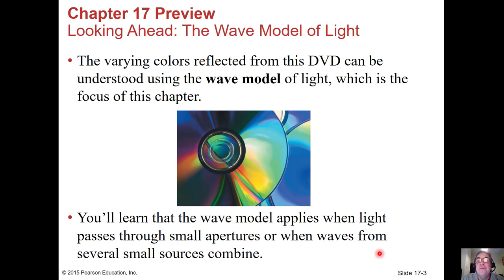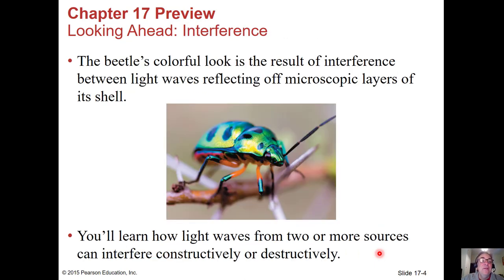So we'll have light go through thin films, we'll have it go through single slits, double slits, and a whole diffraction grating, a whole bunch of slits. And we'll see this wave-like behavior. Okay, so this beetle's colorful look is the result of interference between light waves reflecting from the different surfaces. So some light might reflect from the outer surface, some from a layer back a little bit deeper. Sometimes those rays interfere constructively, sometimes destructively, and you get this really neat color.